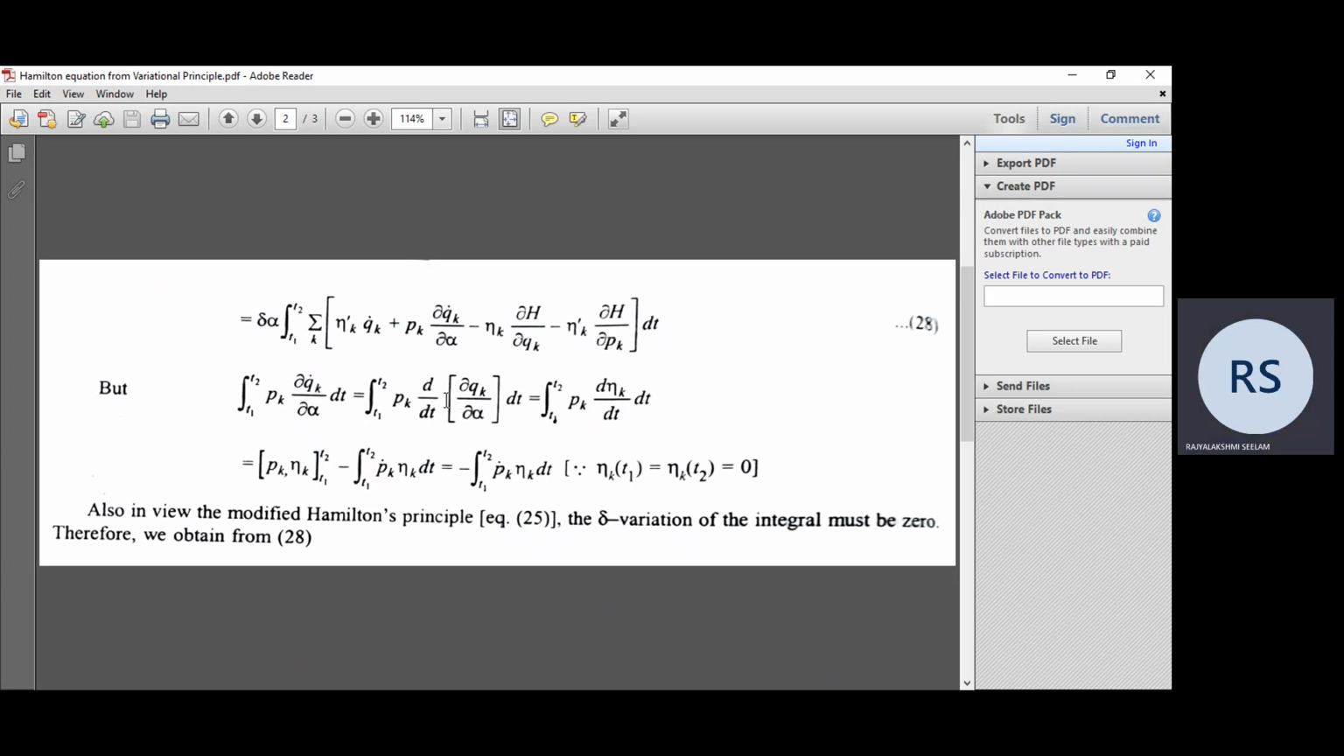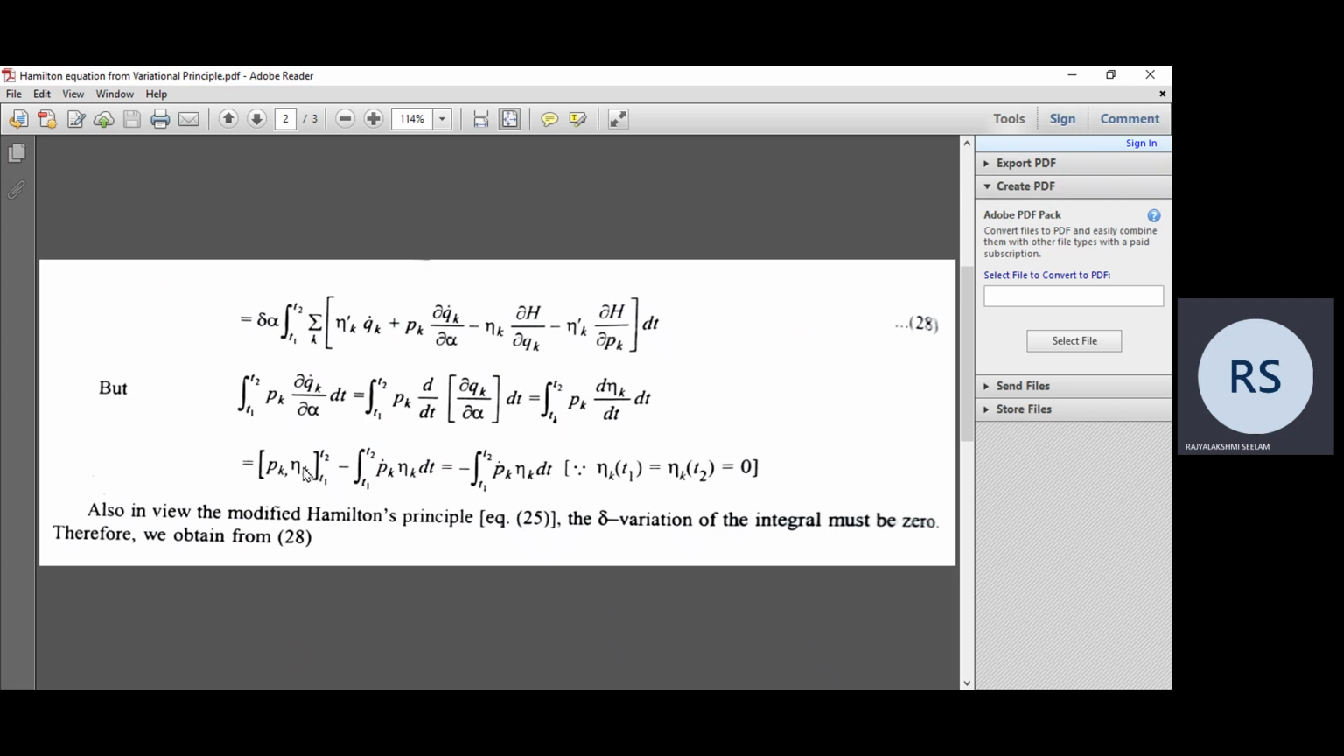Before we expand it, let us replace ∂qk/∂α with ηk. Already just now we have seen ∂qk/∂α, we are replacing it with ηk. Now we will expand pk as u and the rest as v. If we expand this in terms of integration uv, we will obtain pk ηk over the limits t1 to t2, minus ∫ from t1 to t2 ṗk ηk dt.